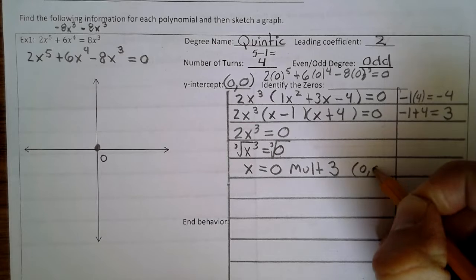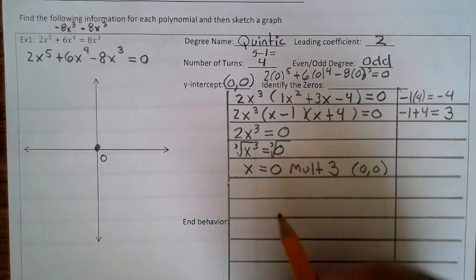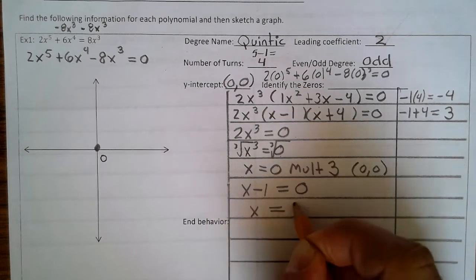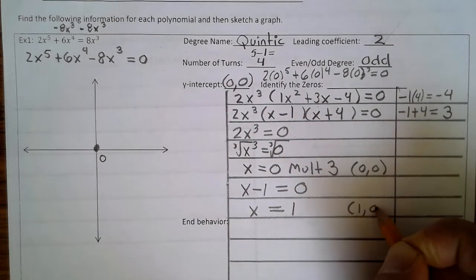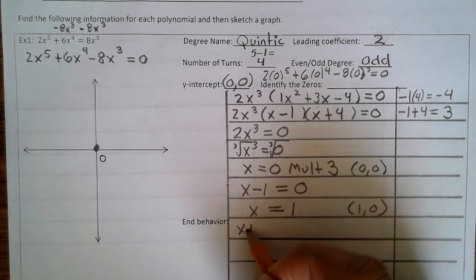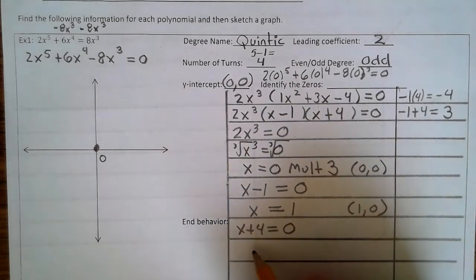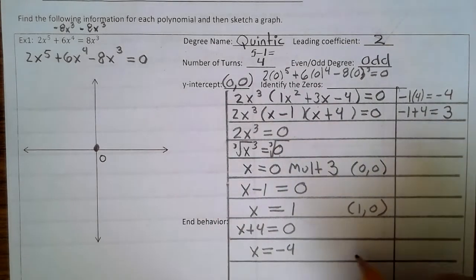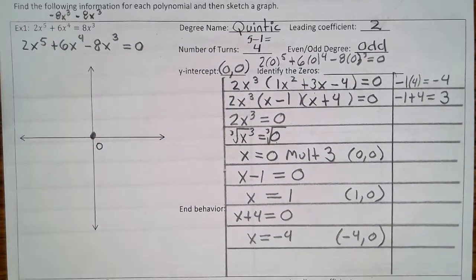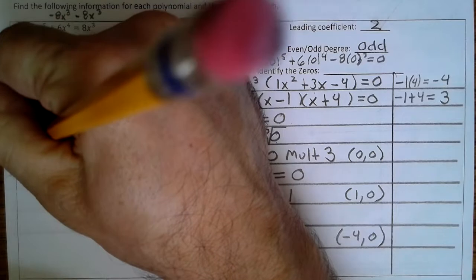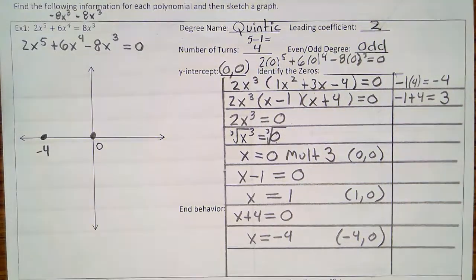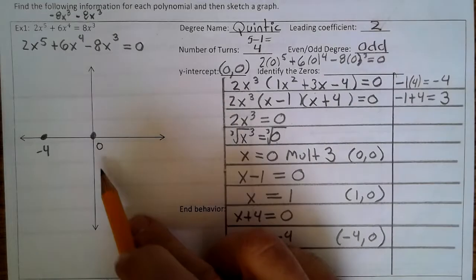Okay, so now let's set x minus 1 equal to 0. So x equals 1, so your 0 is 1 comma 0. And then x plus 4 equal to 0. Subtract 4 from both sides, x equals negative 4, so your 0 is negative 4 comma 0. So negative 4, 0, 0 you have, and 1, 0.